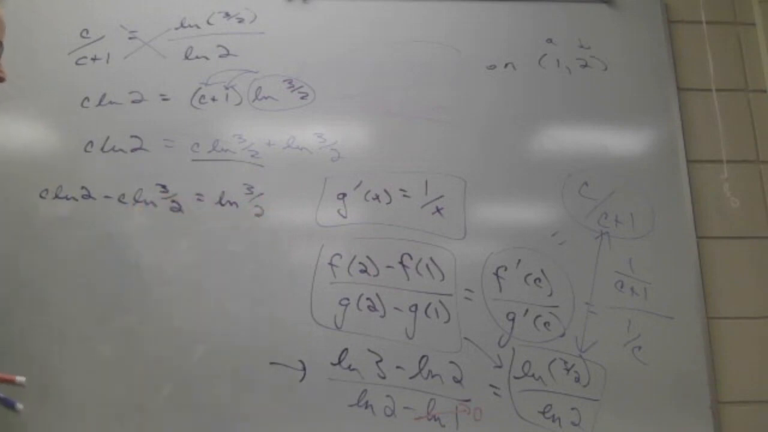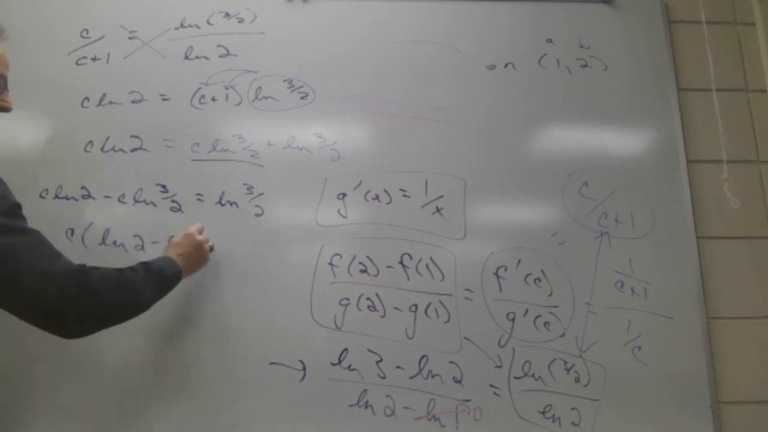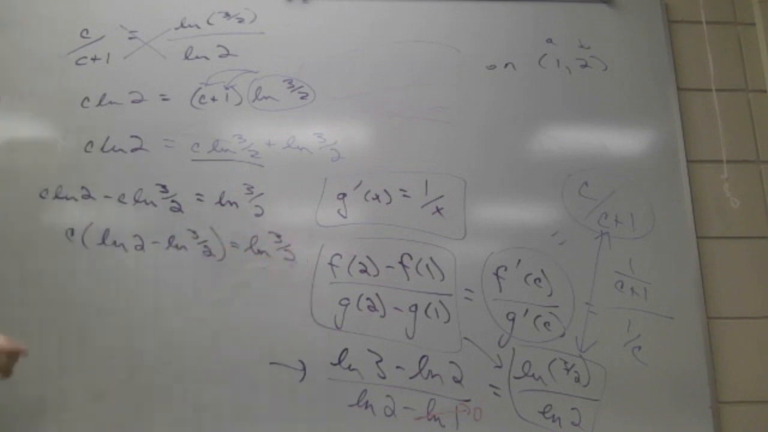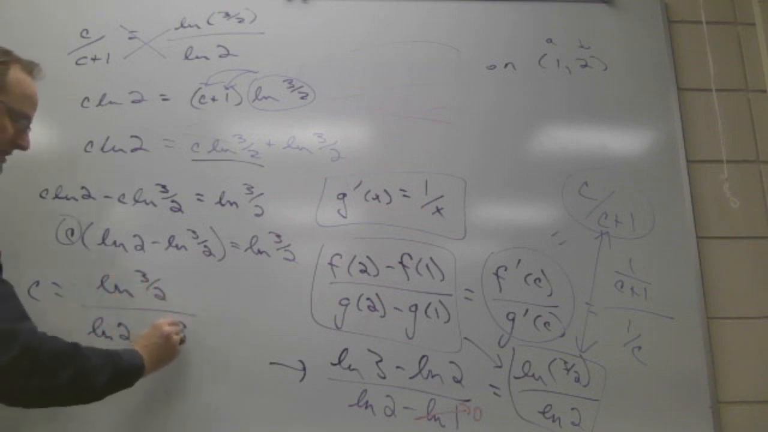Okay, all good? And what can I do here to solve for c? Take a c out. Factor it out. So it's c times natural log of 2 minus natural log of 3/2 equals natural log of 3/2. And then to solve for c, you just divide both sides by that, right? So c equals natural log of 3/2 divided by natural log of 2 minus natural log of 3/2.